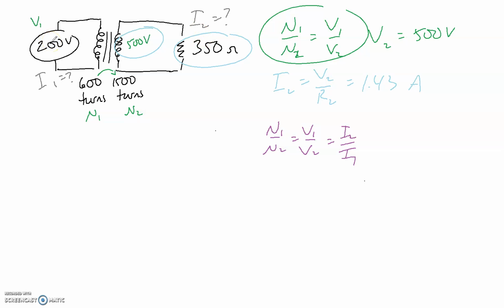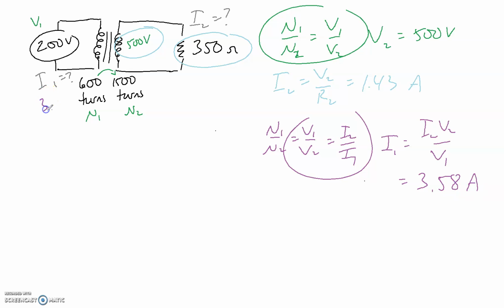You find the current that way. It doesn't really make any difference. But if I just go back to this thing right here, if I'm going to find the current, I'll just use that ratio right there. It doesn't really matter. I will just take maybe I2 V2 divided by V1, and that should give me my current. And it gives me about 3.58 amps. So I've got 3.58 amps on that side. Okay, which looks about right.